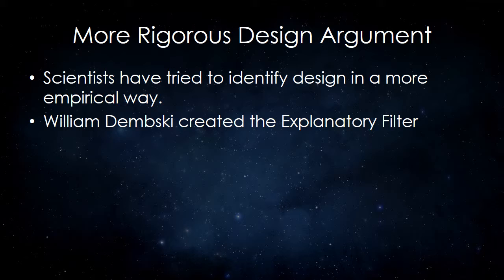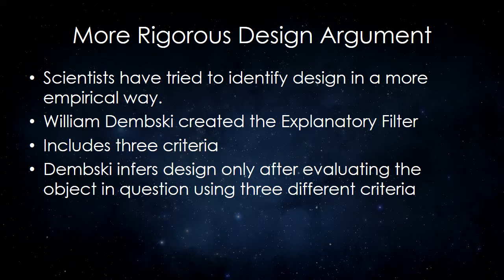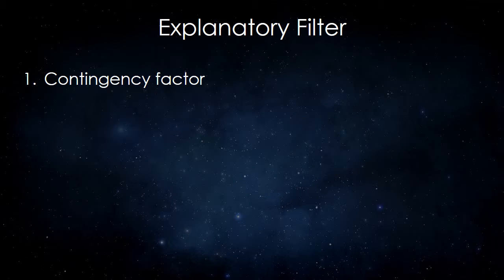In an attempt to make the design argument more rigorous, William Dembski created what he calls the explanatory filter. The explanatory filter includes 3 separate criteria, and Dembski infers design only after evaluating the object in question, using all 3 of these criteria. He calls the first criterion the contingency factor.